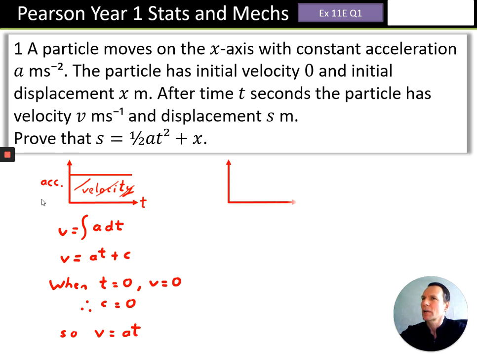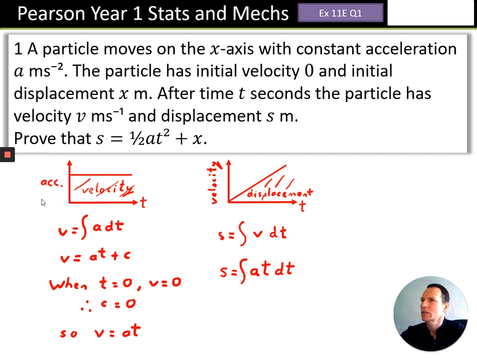Similarly, if we look at a velocity-time graph, we can see we've got an initial velocity of 0, we've got constant acceleration. So the area under our velocity-time graph is just the displacement. So very similarly, we can say our displacement equals the integral of v dt, and we know what v is. v is just at. So our displacement is the integral of at dt.